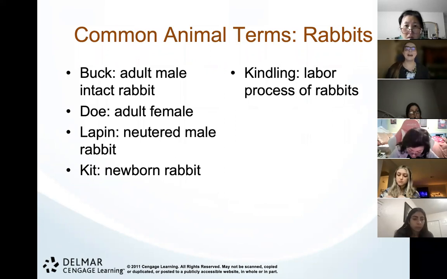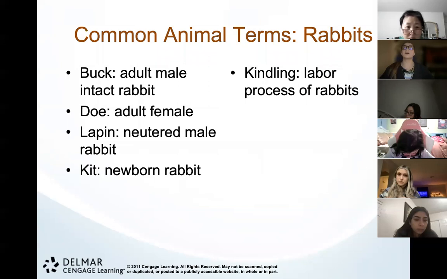All right, we're going to touch on our rabbits, and we know our rabbits are the lagomorphs. I love that. So our buck, that's the adult male intact rabbit, versus Lapin is the neutered male rabbit. So it's actually pretty common to neuter rabbits, just because you can't have intact males together in the same cage. They will kill each other for dominance. So if you intend to have male rabbits together, they have to be neutered. So again, the buck is the intact male rabbit, versus the Lapin is the one that is neutered.